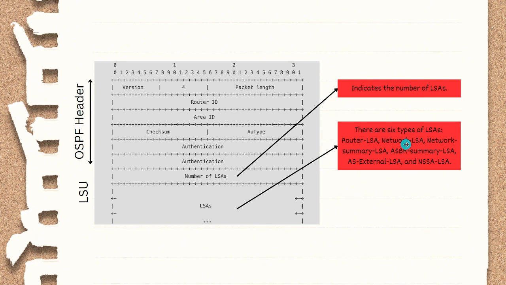There are 6 types of LSAs that we have seen earlier: type 1, type 2, type 3, type 4, type 5, and type 6. There are actually types 1 to 11 of different LSAs that OSPF exchanges, but the main types are router LSA, network LSA, network summary LSA, ASBR summary LSA, AS external LSA, and NSSA LSA. So type 1 to type 6. So this is the packet format for LSU.